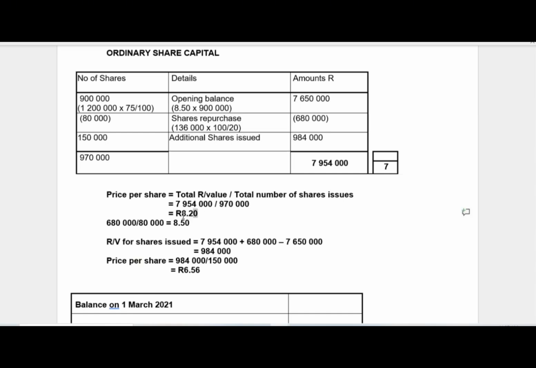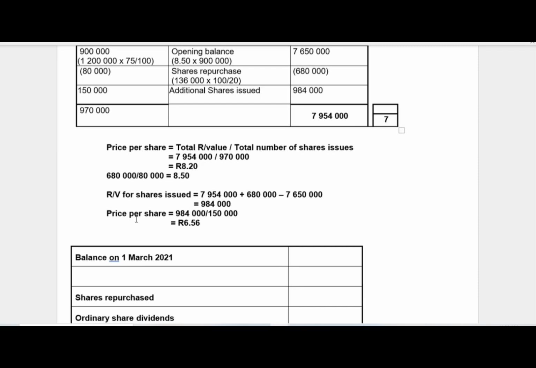So this one is justified, it is not correct. The correct one is 8 Rand 50, and we got it by starting with the repurchase rand value. We divided it by the number of shares repurchased, and then we get 8 Rand 50. But when we check the additional issue, this was not issued at 8 Rand 50, it was issued at 6 Rand 56.